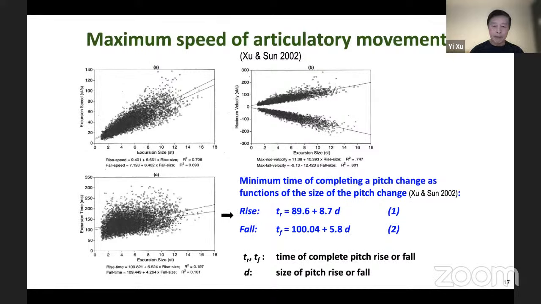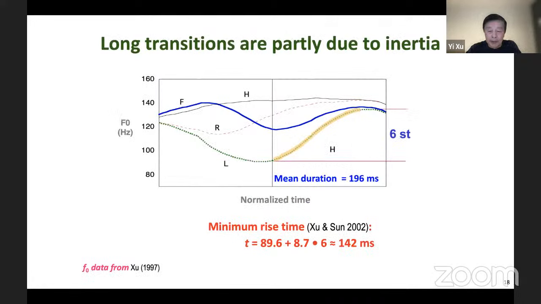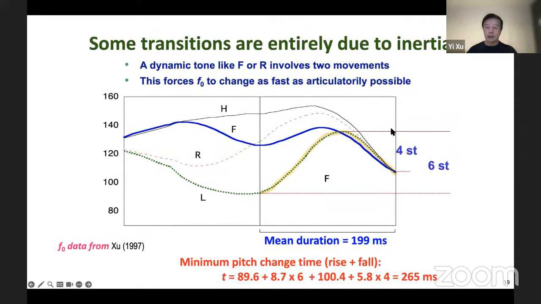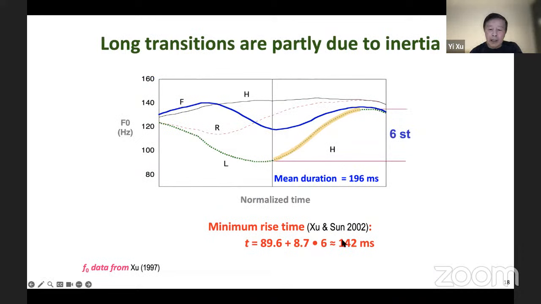Now, if we apply this equation to some real life cases, and this is data from my 1997 study, you can see that after a low tone, to produce the high tone has to move from the end of the low tone to its own target height, which is about six semitones, the difference. And if we plug the six into the equation, you get 142 milliseconds, which means that for this duration of 196 milliseconds, most of this duration needs to be used for the transitions. And of course, because it didn't use up all the time, you can say that there is still some leeway.